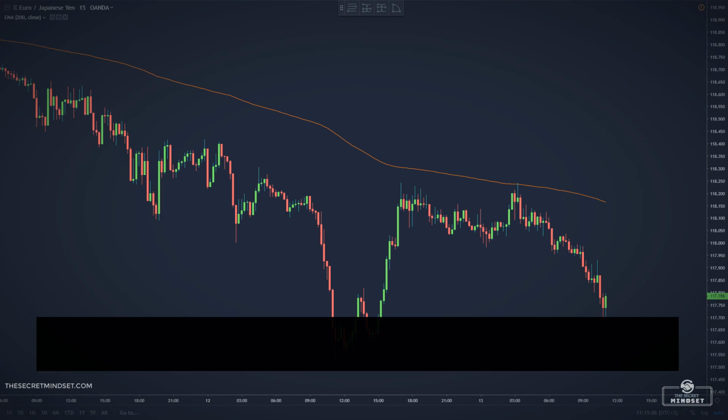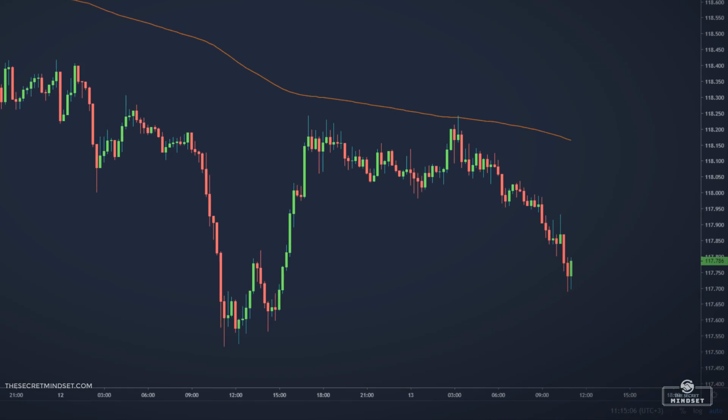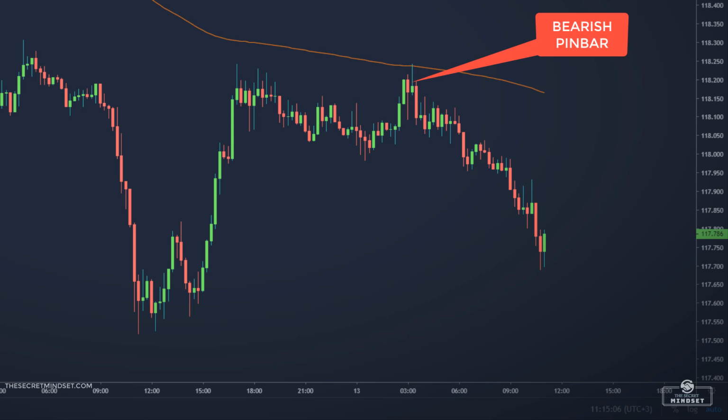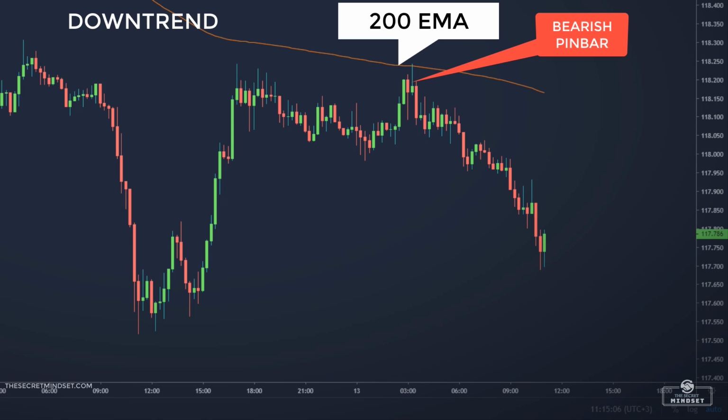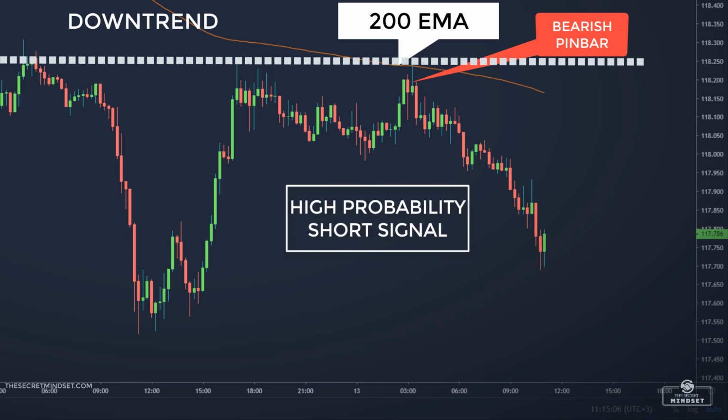The more confluence you can combine with a pin bar signal, the higher its accuracy becomes. In this example, we are looking at a bearish pin bar sell signal that formed in the context of a downtrending market and formed at a confluent area in the market. The confluence between the dynamic moving average resistance zone, the horizontal resistance, and the downtrend gave a lot of weight to the pin bar signal. When we get well-defined pin bars like this, that have formed at a confluent area or a level in the market, it's a very high probability setup.